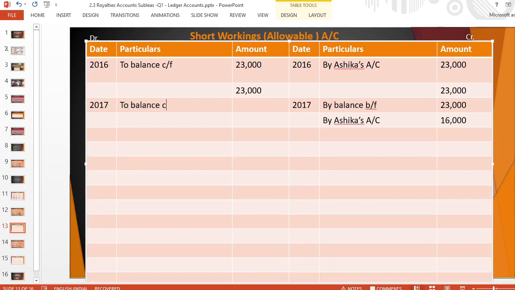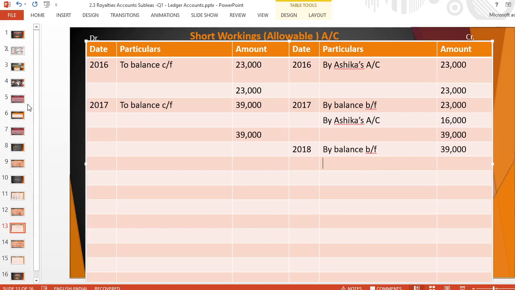To balance carried forward, 23,000 plus 16,000. The total carried forward balance is 39,000. I'll close the books for the year 2019, 39,000. And for the year 2018, I'll bring forward the balance. So here, by balance brought forward, the amount is 39,000 rupees.